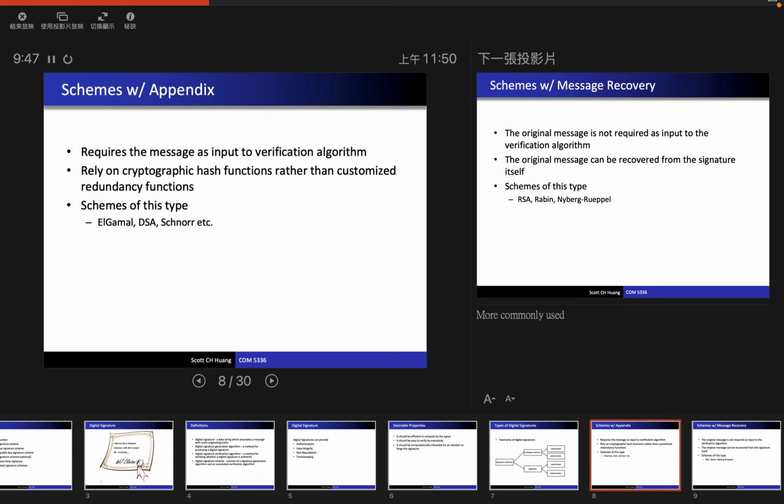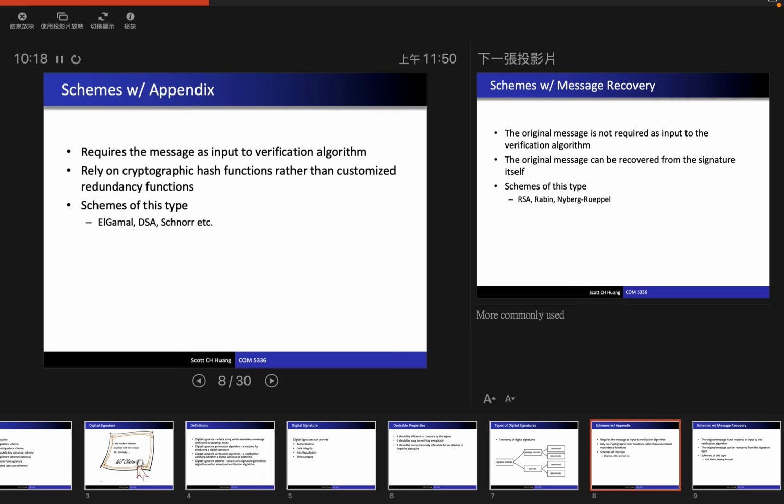The schemes of this type, appendix, are ElGamal and DSA. We'll cover these two. DSA is the strong competitor of RSA. RSA is the message recovery type, but it can also be used with the appendix type. Most people use appendix.